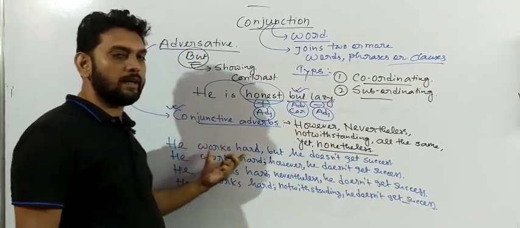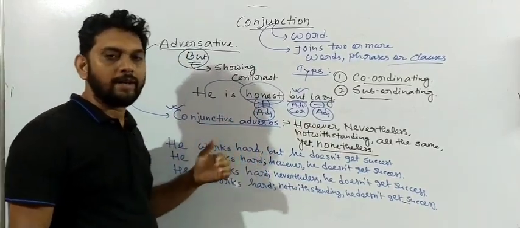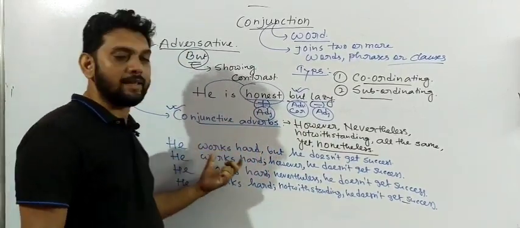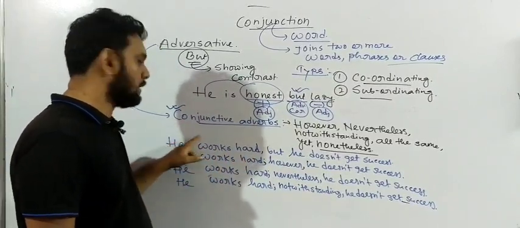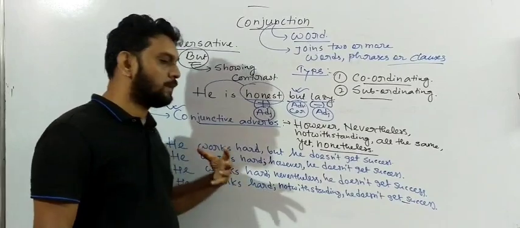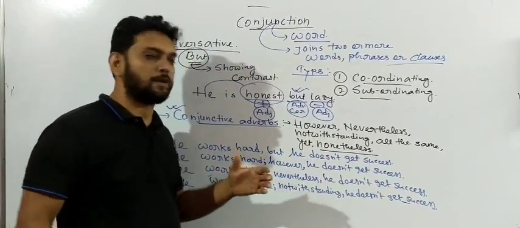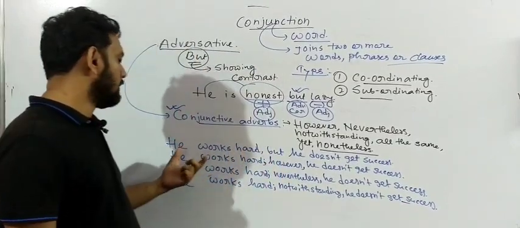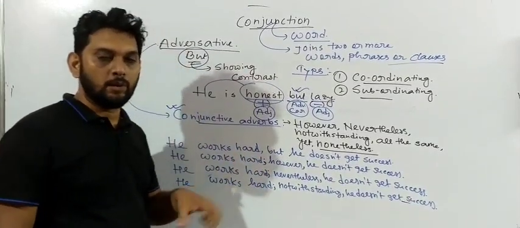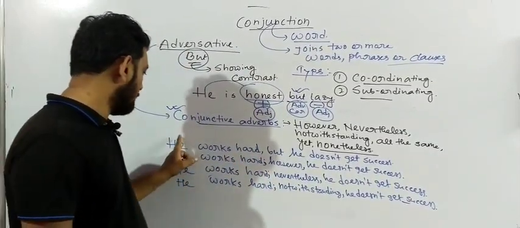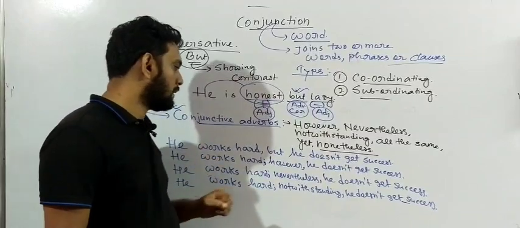He works hard, it's a clause. Why is it a clause? Because it has a subject and also the verb. Yes or no? What is a clause? A clause is a part of a sentence. Also you have to remember a clause is a group of words which has subject and verb. Here we have the subject, also we have the verb.